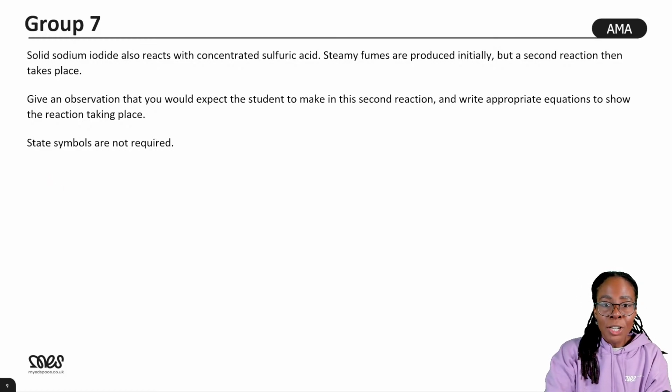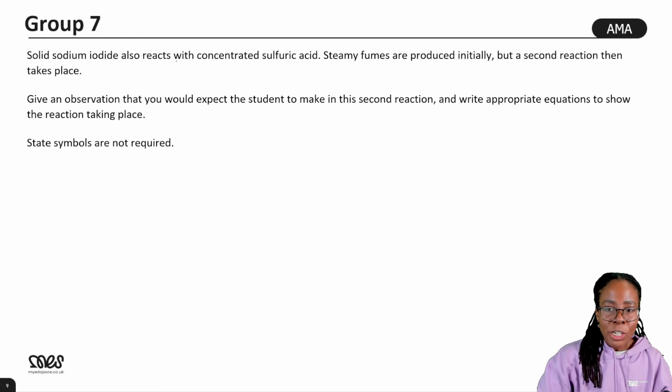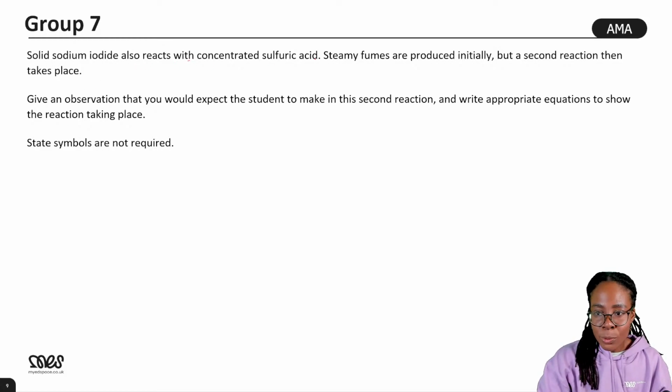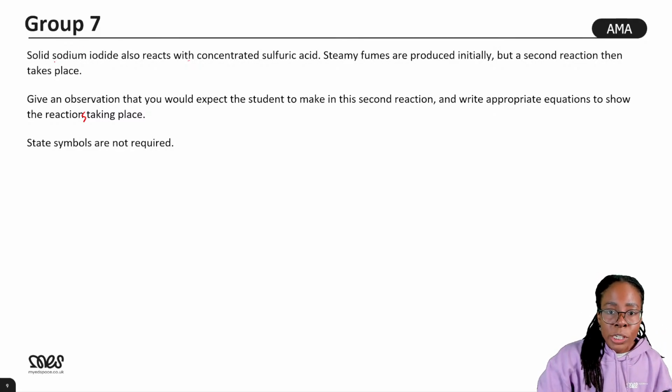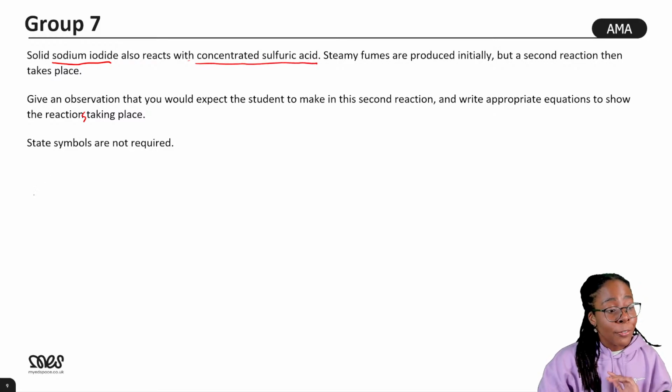So, solid sodium iodide also reacts with concentrated sulfuric acid. Steamy fumes are produced initially, but a second reaction then takes place. Give an observation that you would expect for the second reaction and write appropriate equations to show the reactions taking place. So with all of our sodium halides and concentrated sulfuric acid, the first equation is exactly the same.